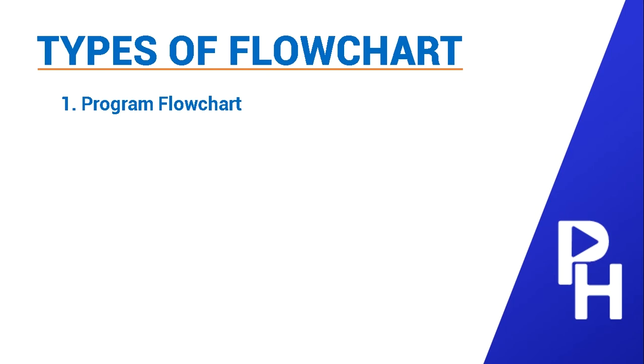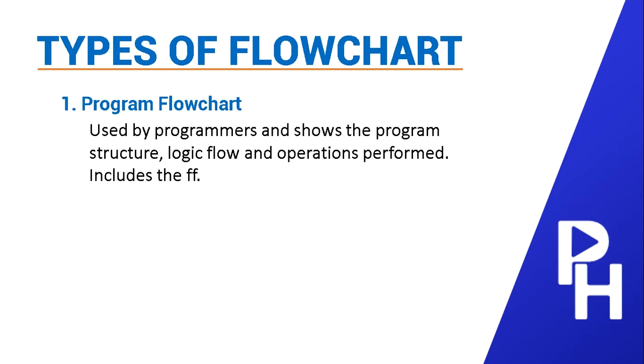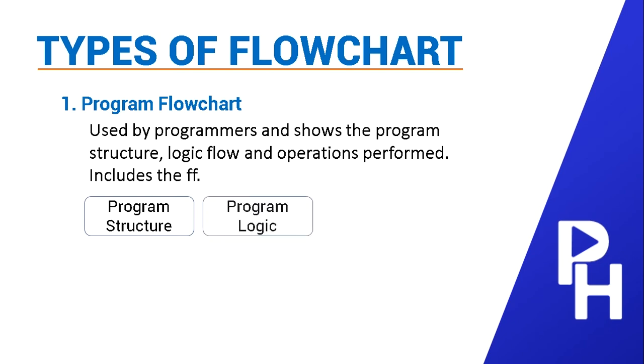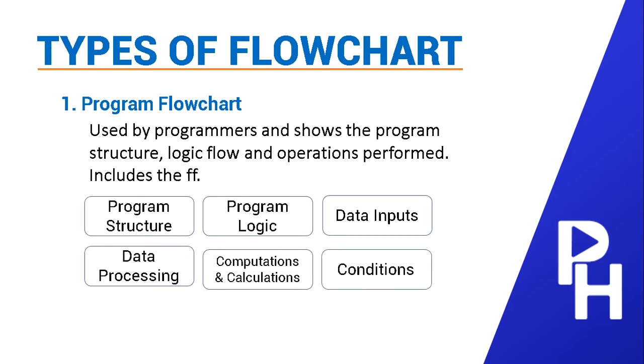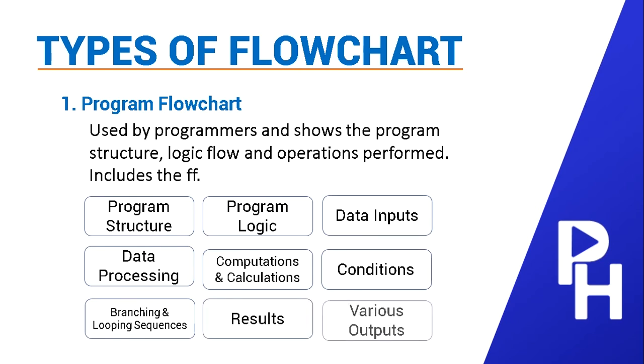We will now move on to the types of flowchart. First is the program flowchart. It is used by programmers and shows the program structure, logic flow, and operations performed. It includes the following: program structure, program logic, data inputs, data processing, computations and calculations, conditions, branching and looping sequences, results, and of course the various outputs.